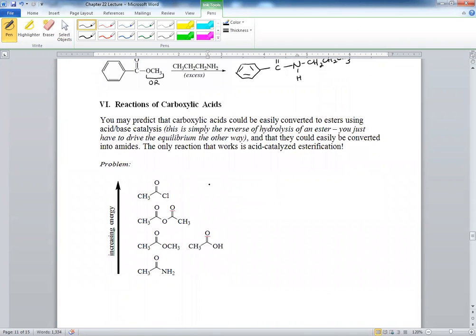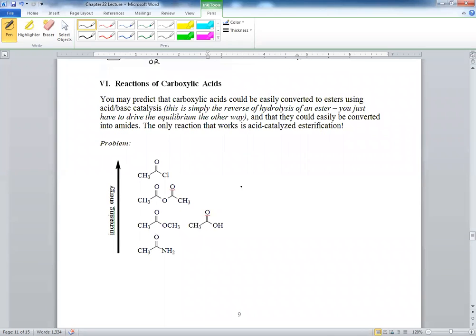Now, the next set of reactions involves carboxylic acids. It's a very, very important functional group. So you may predict that carboxylic acids could be easily converted to esters using acid-base catalysis. We already talked about how to drive the equilibrium, and that they could be easily converted into amides. The only reaction that works is acid-catalyzed esterification. So there's a problem here.